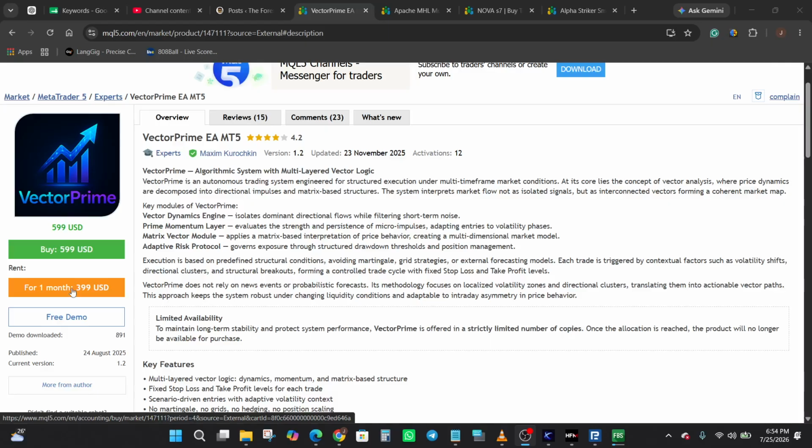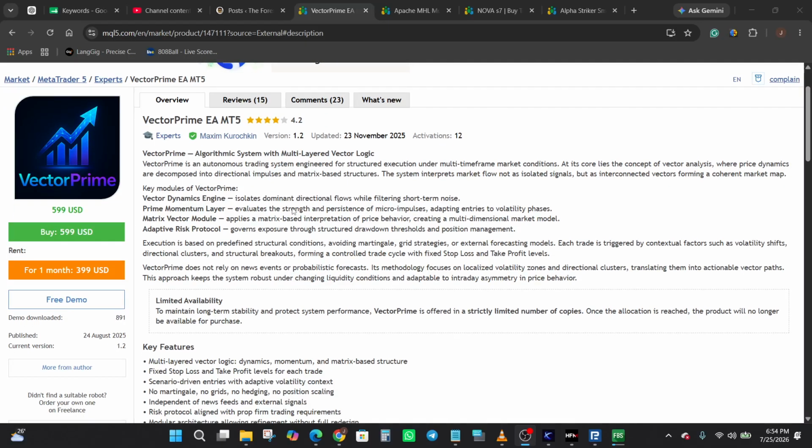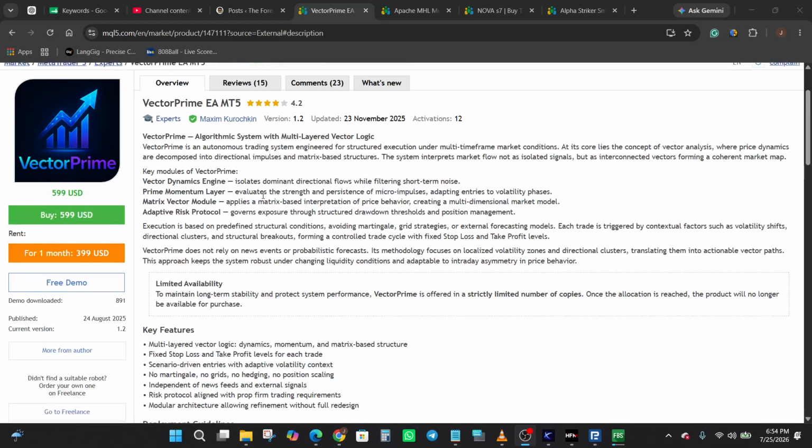According to the description, VectorPrime is built for structured execution under multi-time frame conditions using what the developer calls vector analysis, decomposing price dynamics into directional impulses and matrix-based structures, and reading the market as a set of interconnected vectors rather than isolated signals. Now, there are four key modules described on the page.